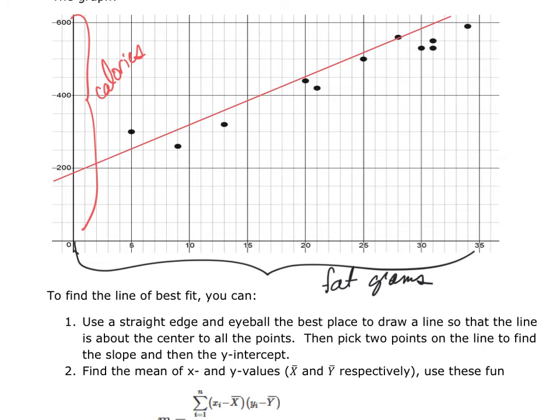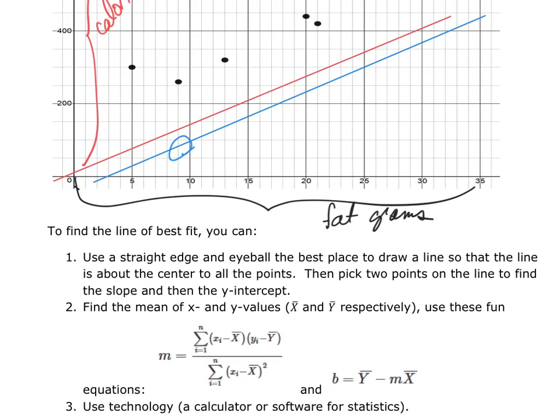The other thing I could do is pick 2 points. So I could pick, say, this point and this point, and then draw a line between those 2 points. Between those 2 points, that's my line of best fit. So I chose 2 points and did that line of best fit. Now, is that a better line? Maybe, maybe not.